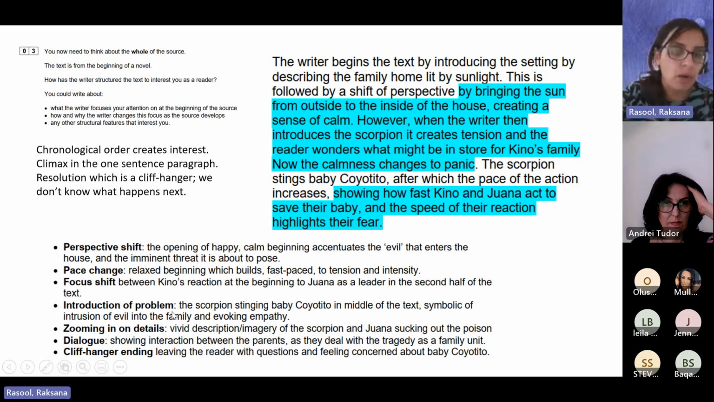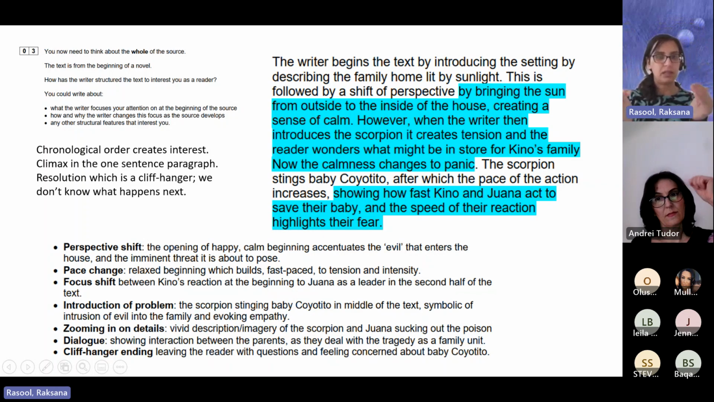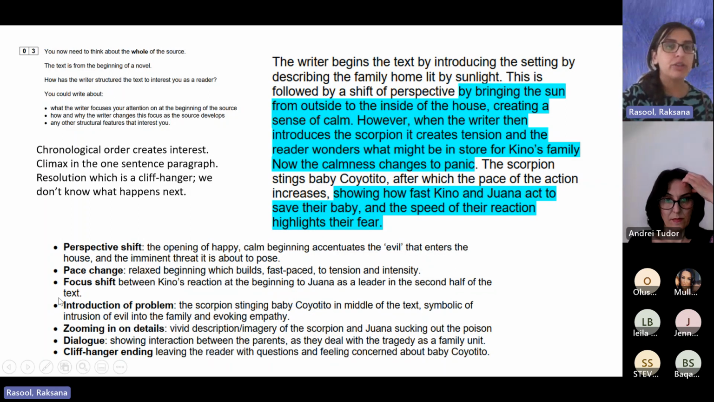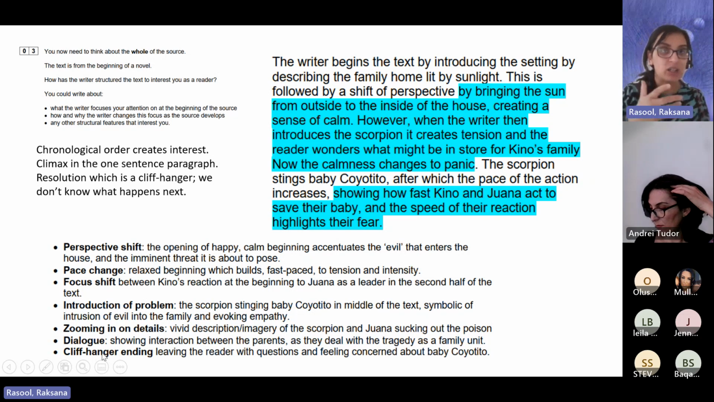Even the introduction to the problem, the scorpion stinging the baby in the middle of the text, is symbolic of the intrusion of evil into the family. Starts off calm, you've got the enemy in the middle, it ends we don't know how. Zooming in on the details, the vivid description, the imagery of the scorpion, the imagery of Kino really attacking the scorpion till there's nothing left of it, and even Juana sucking out the poison. The dialogue, you could have mentioned, that is a structural feature.